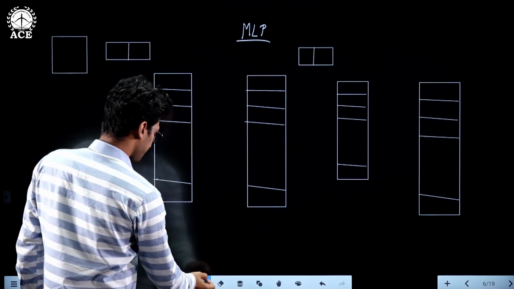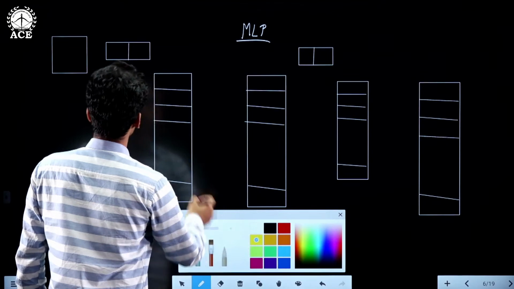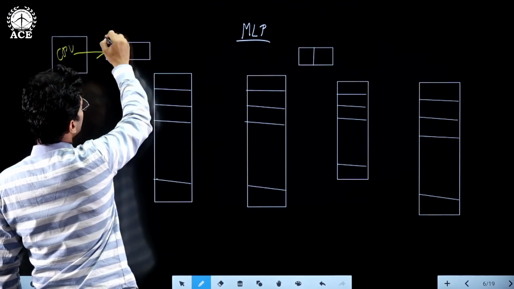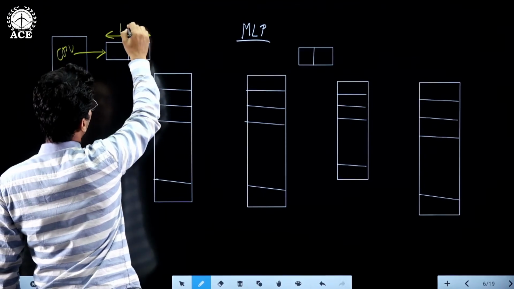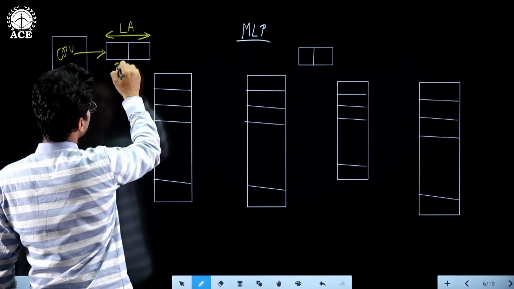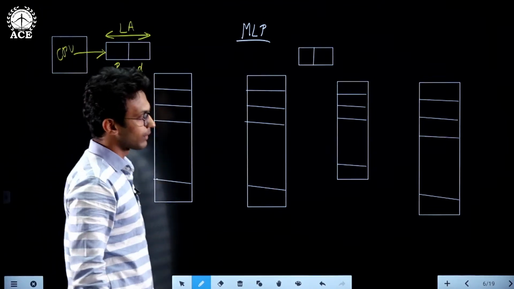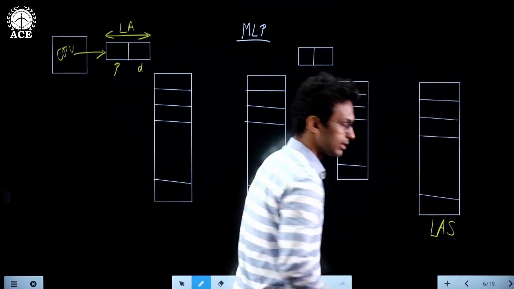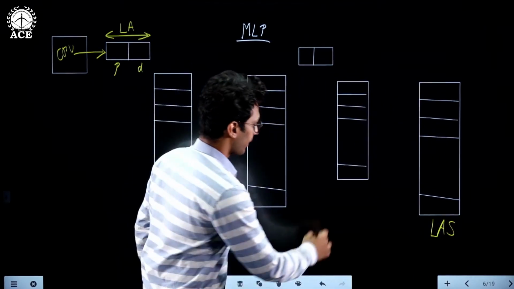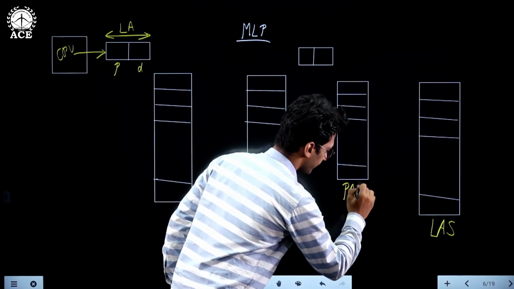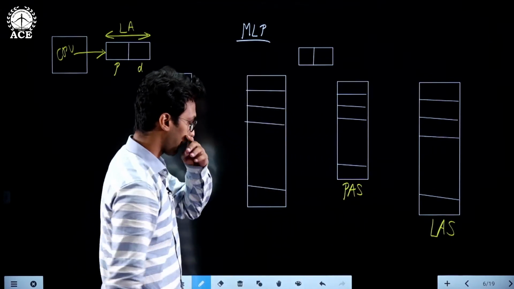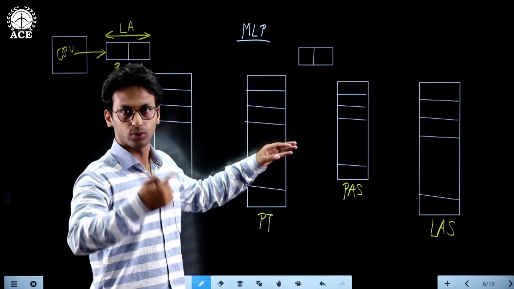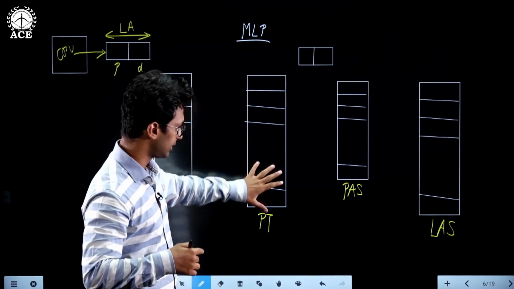So let's see this one. If you observe, what is this? This is the CPU. CPU will generate what? Logical address. Now logical address consists of page number and page offset, because at the end of the day, we want to refer to a page from logical address space. This is physical address space. This was the page table, the original one, which I told you about during paging. This is the same.